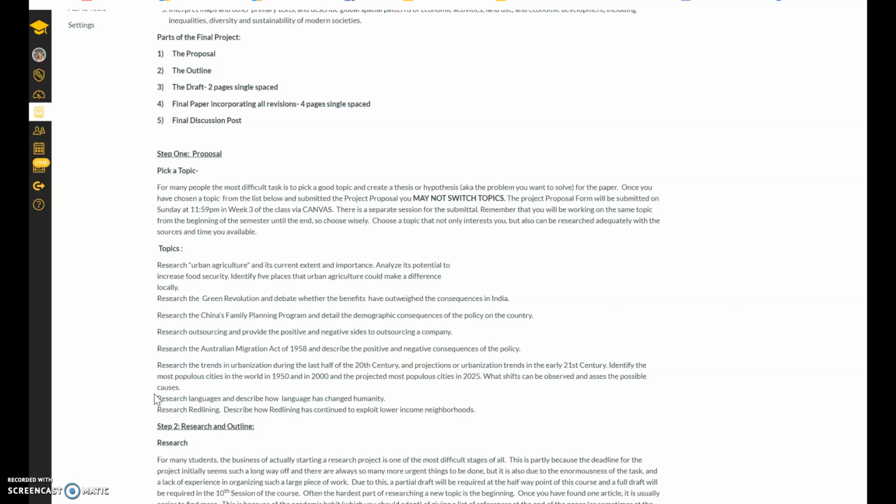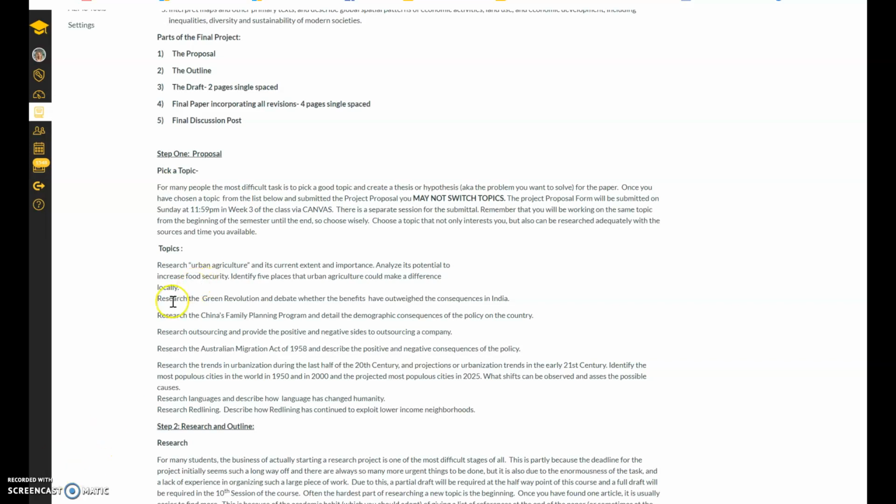Research urban agriculture and its current extent and importance. Analyze its potential to increase food security. Identify 5 places that urban agriculture could make a difference locally. Okay, so that would be your task. You need to research a little bit about what urban agriculture means, and figure out 5 places that are able to use urban agriculture as a way to feed the people in that urban area. So, for example, is Philadelphia using urban agriculture? They are, so that's an idea.